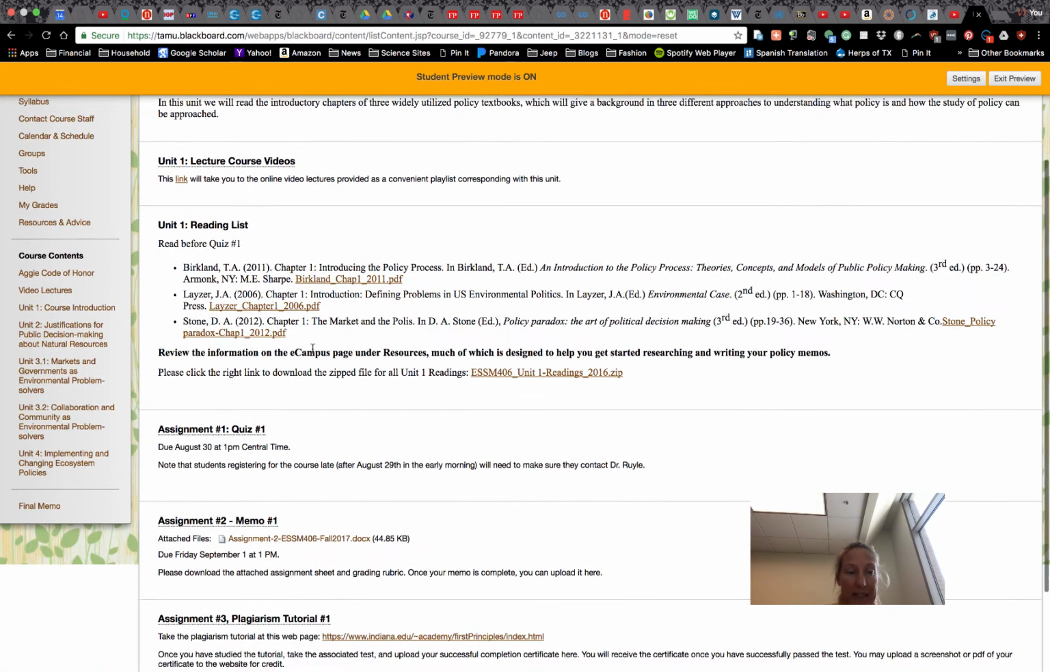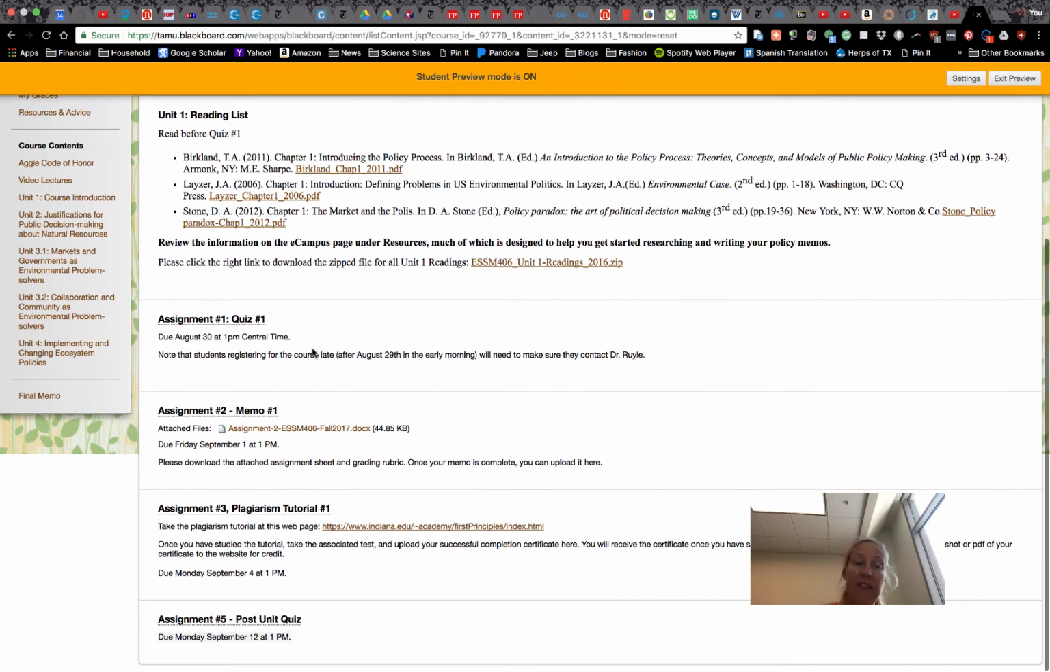There's a reading list, which you should read before your quizzes. So for instance, in Unit 1, we only have 3 readings for you, and they're all just like the basics about environmental policy. It's going to get a little bit more complex and more reading in the subsequent units. And then we have your assignments.